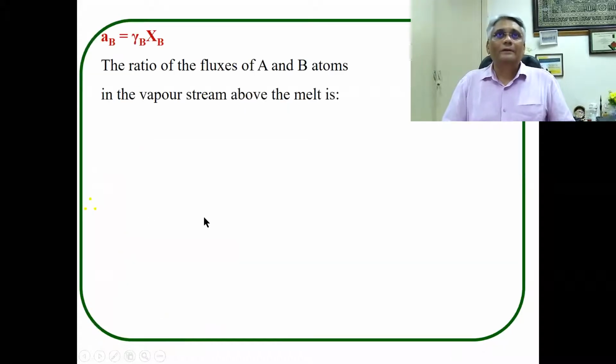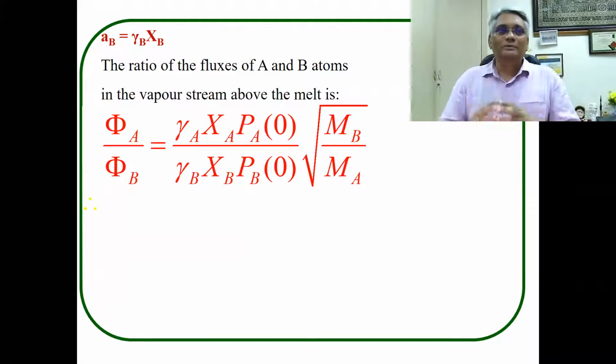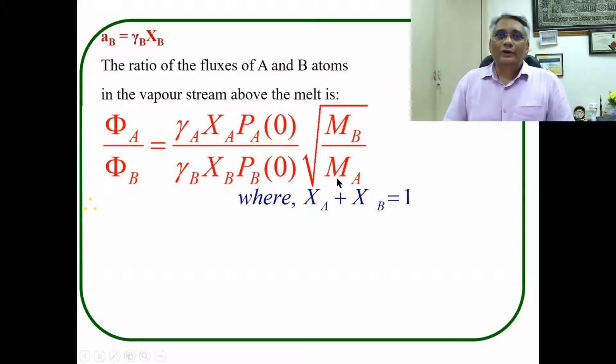activity coefficient, times XB. So the ratio of the fluxes of A and B atoms in the vapor stream above the melt is then simply given by this relation. Okay, again you're looking at the vapor stream. That means the flux of A atoms and the flux of B atoms. The ratio of the two fluxes, phi A by phi B, is equal to gamma A XA PA naught by gamma B XB PB naught times root of MB by MA, the molecular weights. So for ideal situations, we consider XA plus XB is equal to 1.